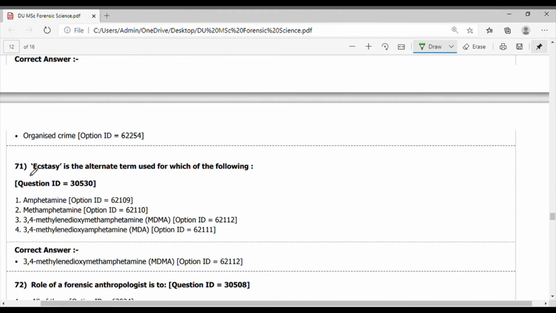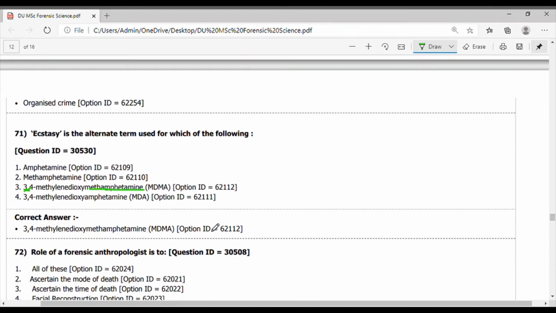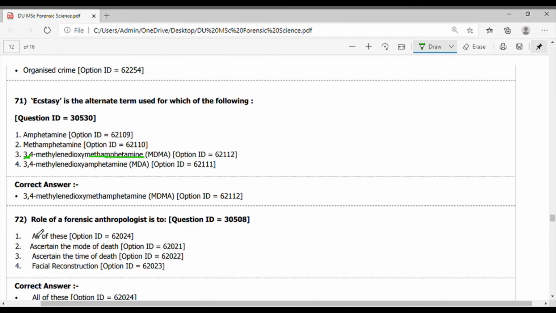Question number 71. Ecstasy is the alternate term used for the following, and the correct answer is 3,4-methylenedioxymethamphetamine, MDMA. And question 72: the role of a forensic anthropologist is to ascertain the mode of death, ascertain the time of death, and also facial recognition. So option 1 is the correct answer, all of these.